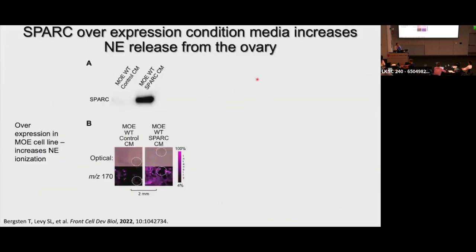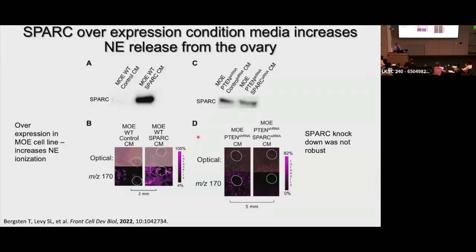So the first thing we tried was actually an overexpression of Spark. And it turns out Spark indeed does increase ionization of norepinephrine when we have this overexpression cell line. So that's great. So we think Spark is absolutely related to this increase of release of norepinephrine from the ovary. However, the knockdowns were not robust. So this is just showing what the knockdown looked like.